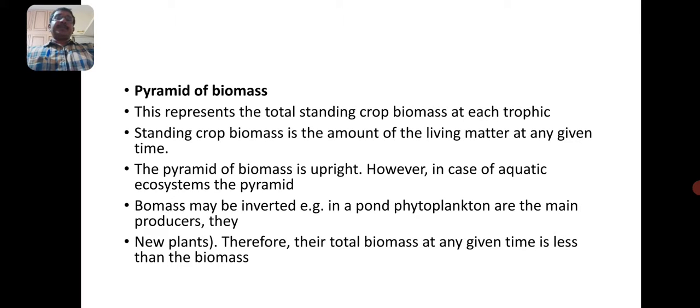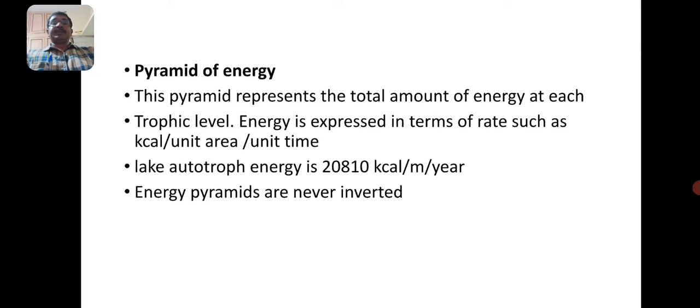The pyramid of biomass. This represents the total standing crop biomass at each trophic level. The standing crop biomass is the amount of living matter at any given time. The pyramid of biomass is usually upright. However, in the case of an aquatic ecosystem, the pyramid of biomass may be inverted. For example, in a pond, the phytoplankton are the main producers, and they are small plants. Therefore, their total biomass at any given time is less than the biomass of the consumers.